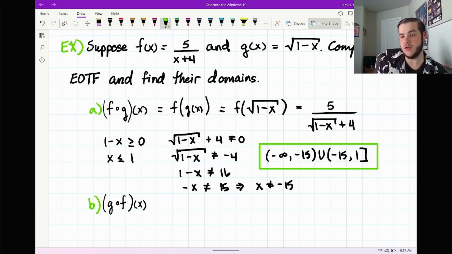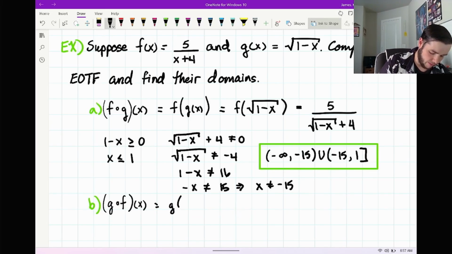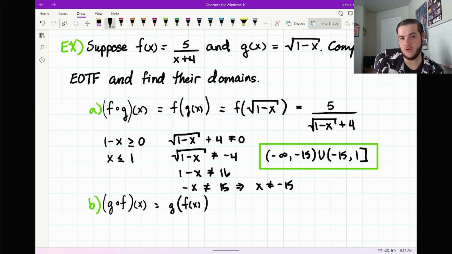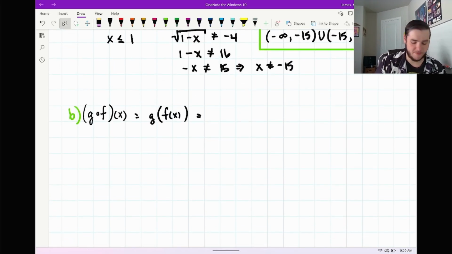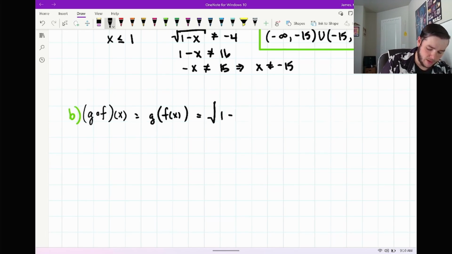In the next problem, notice this is subtly different. Instead of f of g of x, I have g of f of x. So this time I'm taking f of x and plugging it in to be the input for g of x. For this problem, we're actually going to need to use a new tool called a sign chart. Because when I plug in f of x into g, I get the square root of 1 minus input, which happens to be 5 over 4 plus x, or x plus 4, I guess.